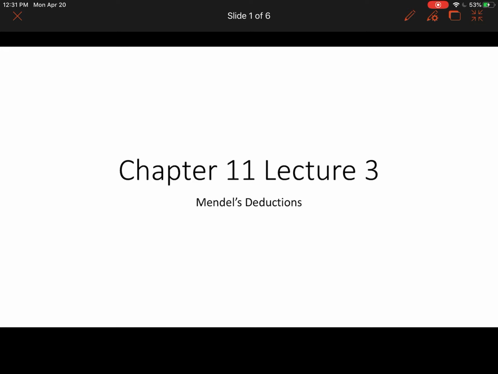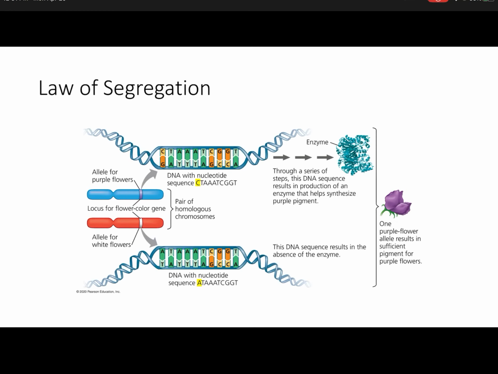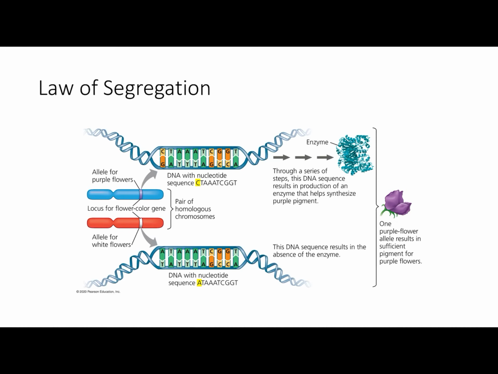All right, now we're going to talk about some of the deductions that Mendel was able to make as a result of his very structured experimental process and how he counted all of the offspring of all of his different plant crosses and really documented all of his data very, very well. And so he was able to come to some conclusions.